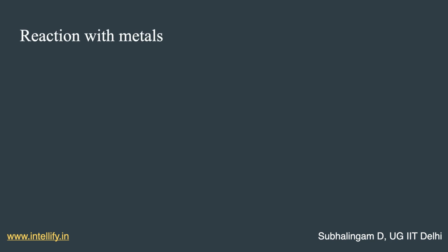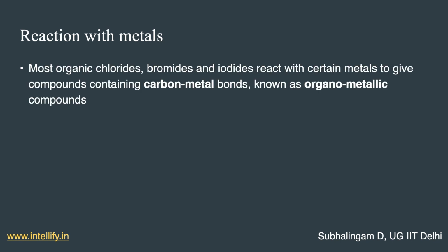So let's look at the last concept of this video, that is the reaction of haloalkanes with metals. Most organic chlorides, bromides and iodides react with certain metals to give compounds containing a carbon-metal bond, known as organometallic compounds. So what is an organometallic compound? A compound that has a carbon-metal bond.